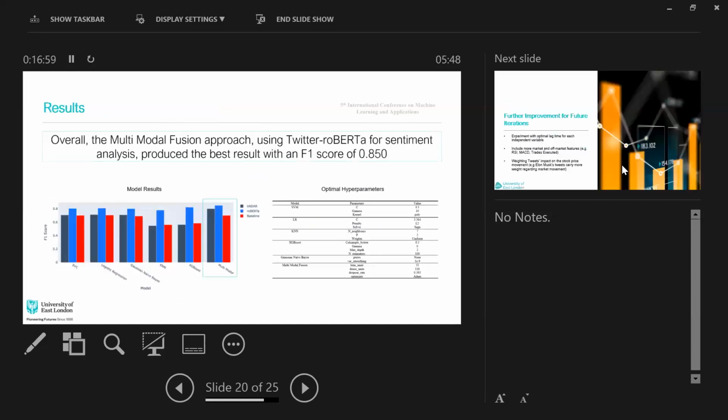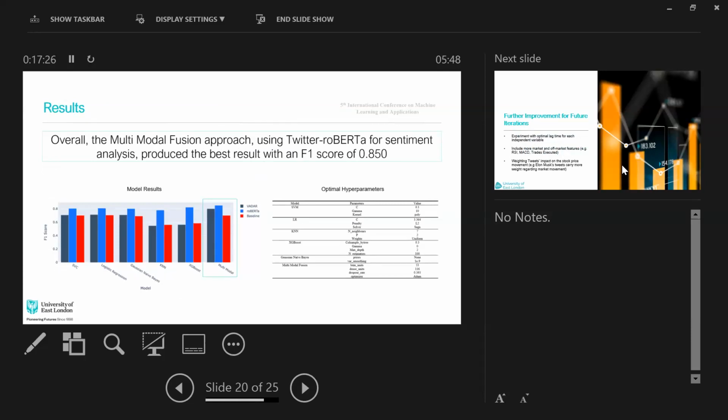So here are the results. Using that last approach I was just discussing, alongside using the Twitter RoBERTa for sentiment analysis, actually produced the best result with an F1 score of 0.85. So the diagram shows you for each model what the results were using either VADER sentiment, RoBERTa sentiment, and the baseline is without using sentiment.